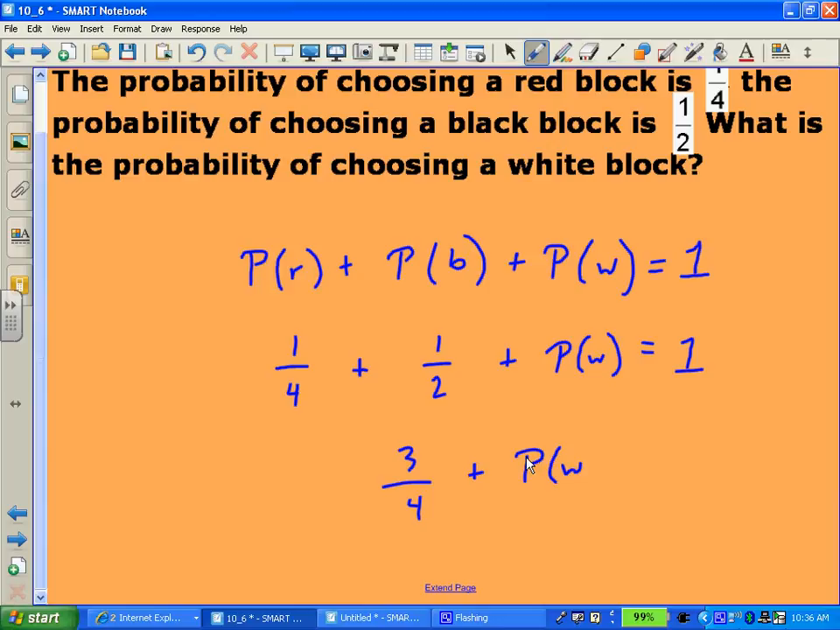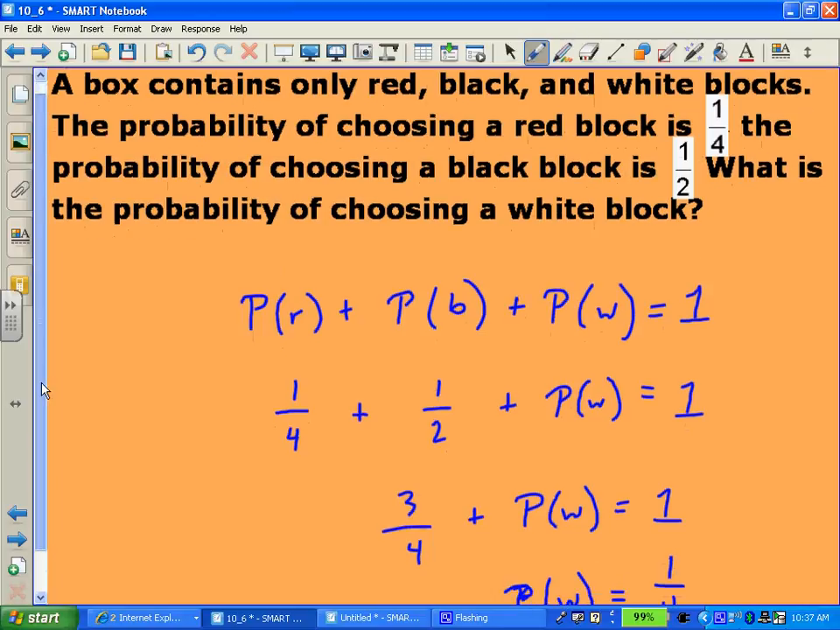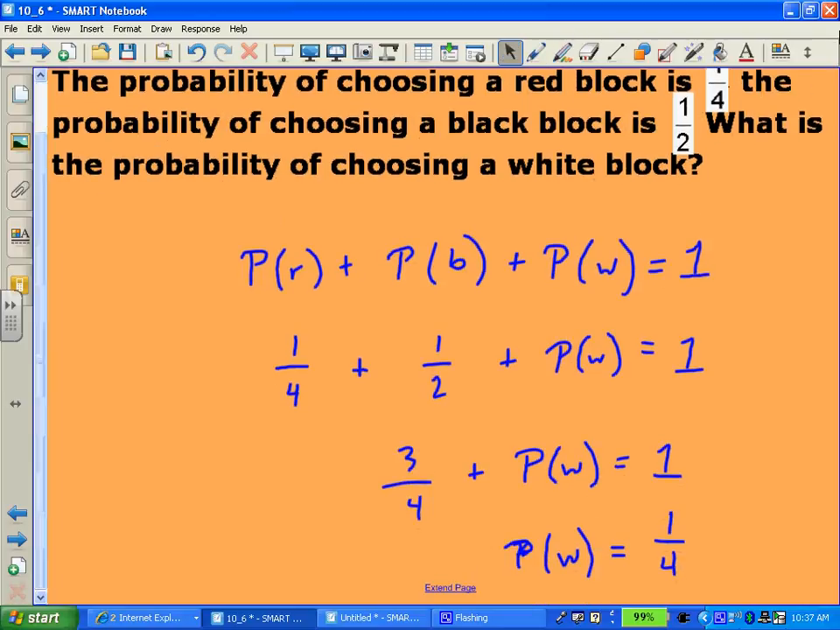Plus the probability of white has to equal 1. So if we subtract 3/4 from each side, we can figure out that the probability of choosing white is 1/4. Okay, so we didn't even have to know how many blocks were there and how many of each type. We could just use the fact that they have to add up to 1 to figure out the probability of white.